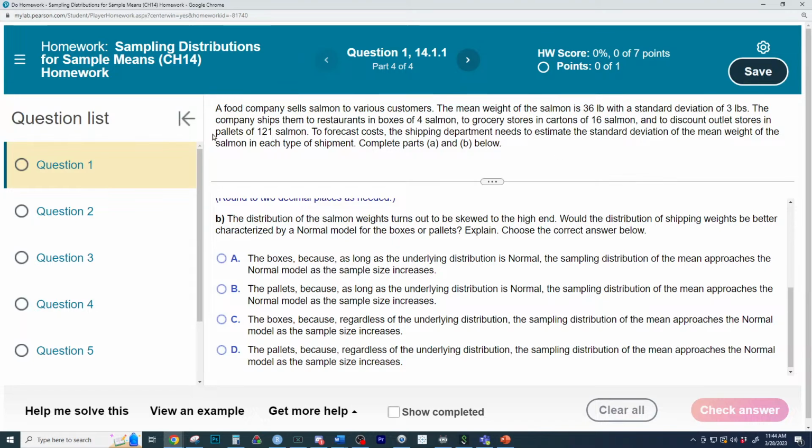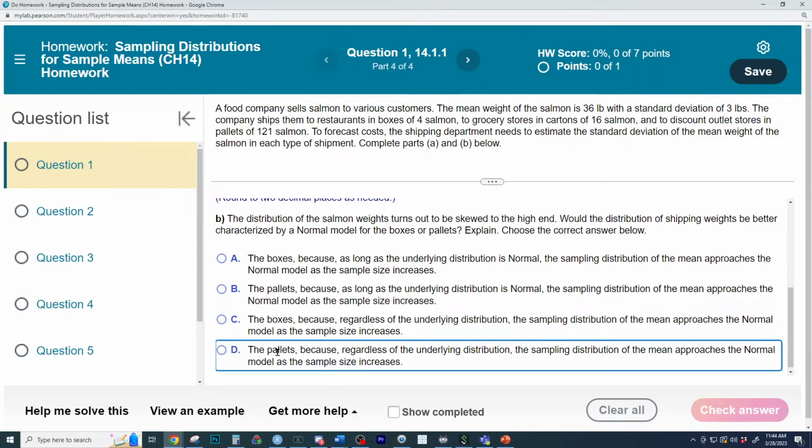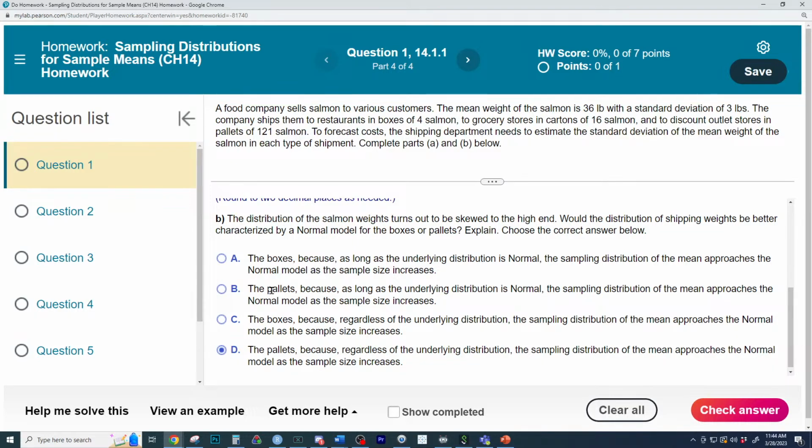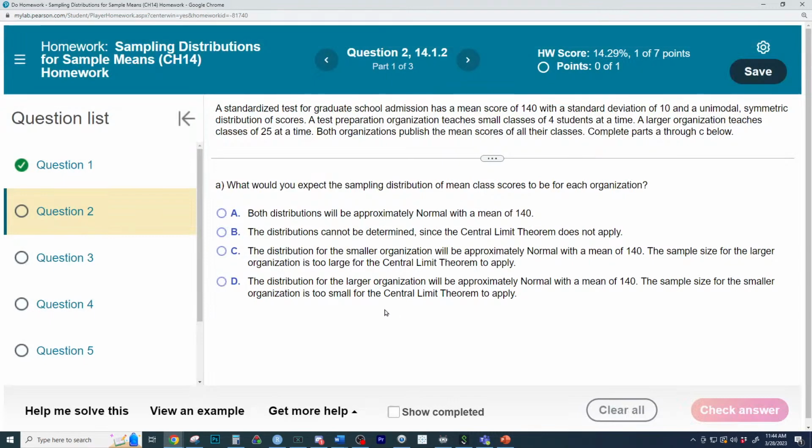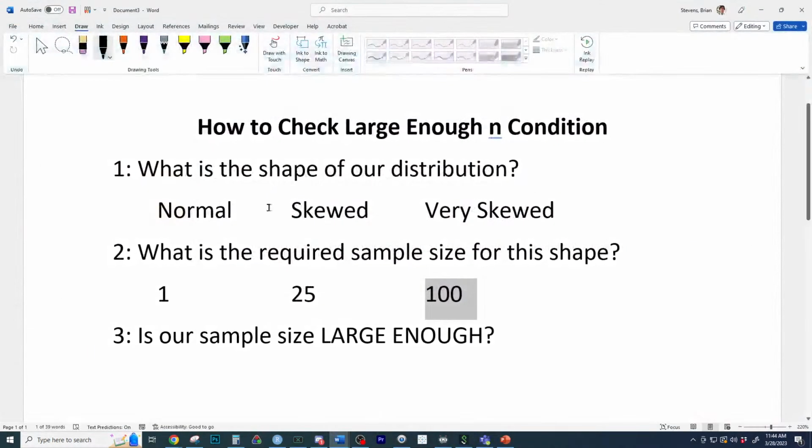So the palette right here has the most. The palettes because, regardless of the underlying distribution, the sampling distribution mean approaches normal as the sample size increases. If it's normal, the size would not matter. So that's why at the very start right here, we put if it was normal, we wouldn't need any sort of sample size. So good stuff right here.